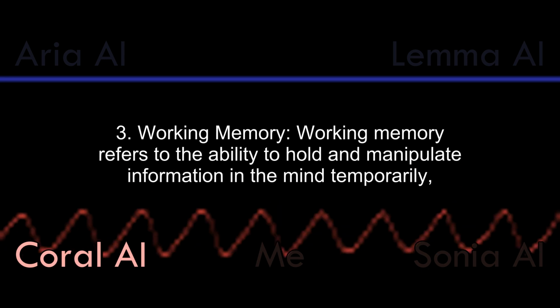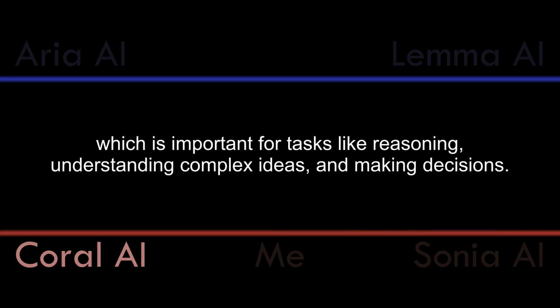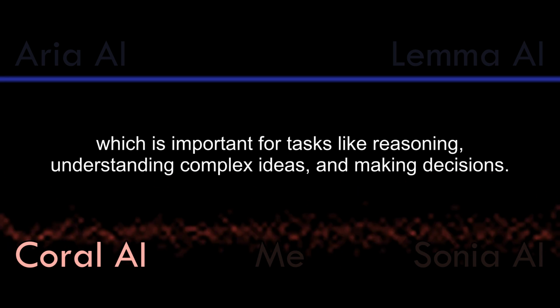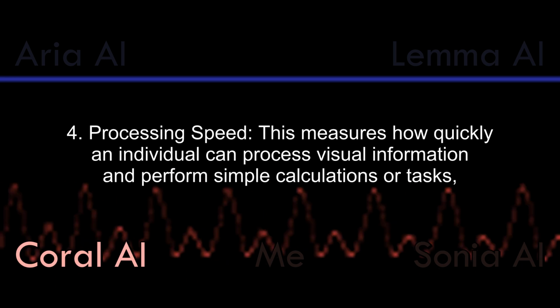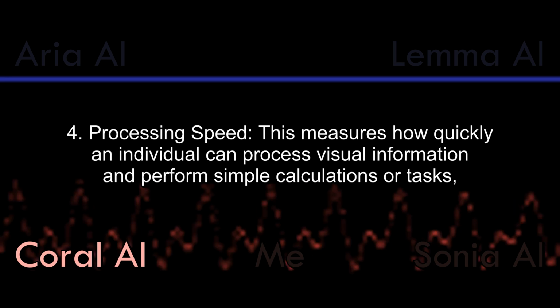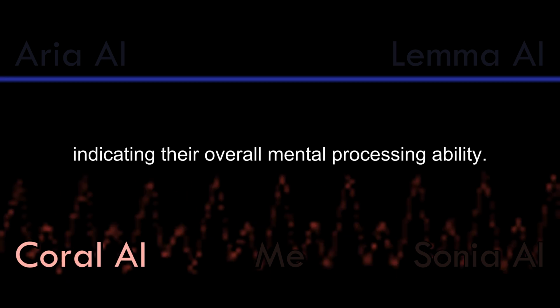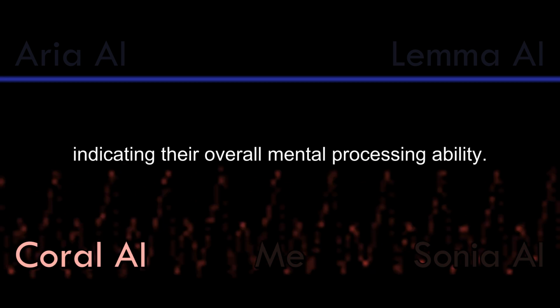3. Working memory. Working memory refers to the ability to hold and manipulate information in the mind temporarily, which is important for tasks like reasoning, understanding complex ideas, and making decisions. 4. Processing speed. This measures how quickly an individual can process visual information and perform simple calculations or tasks, indicating their overall mental processing ability.